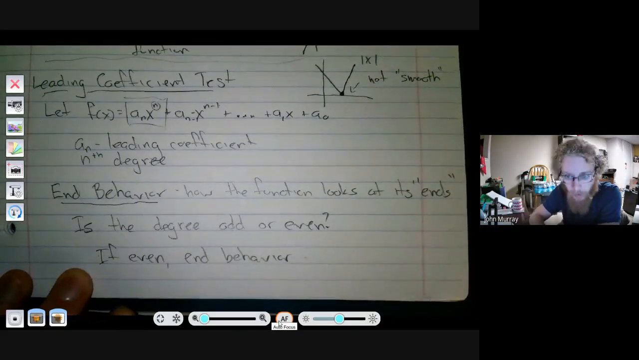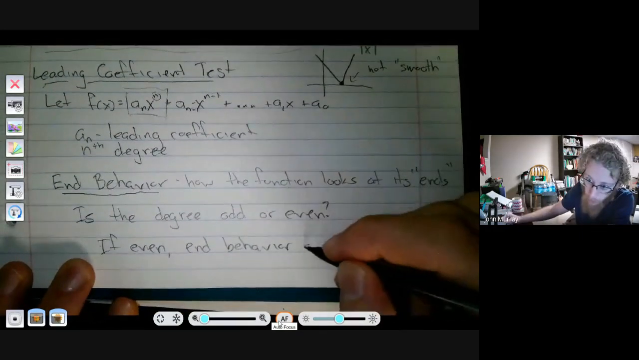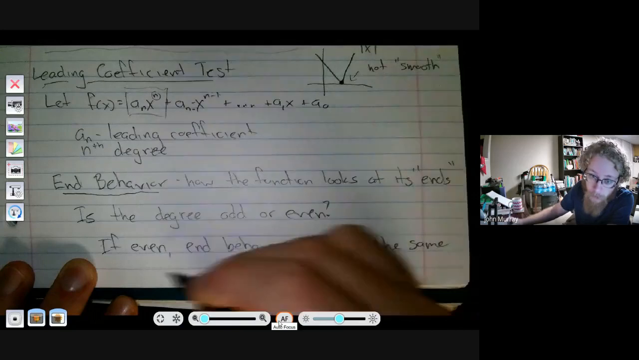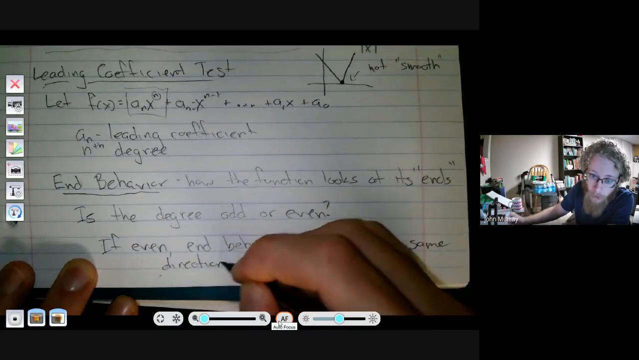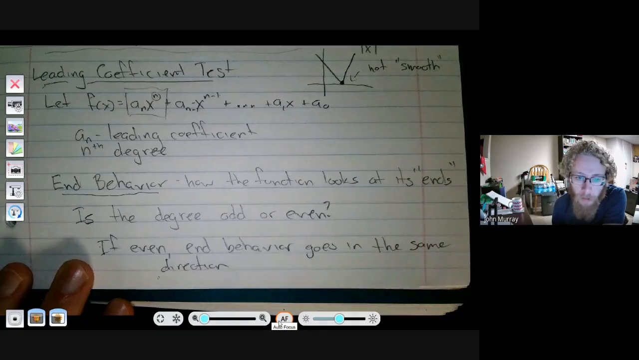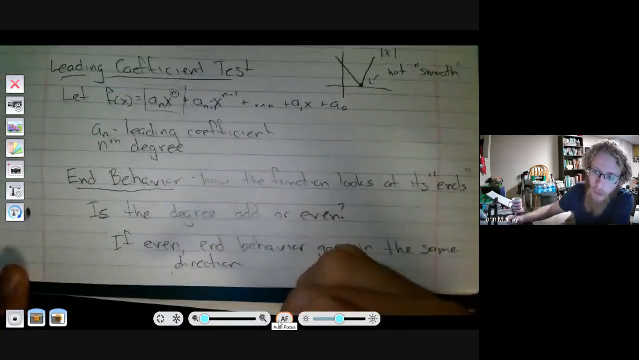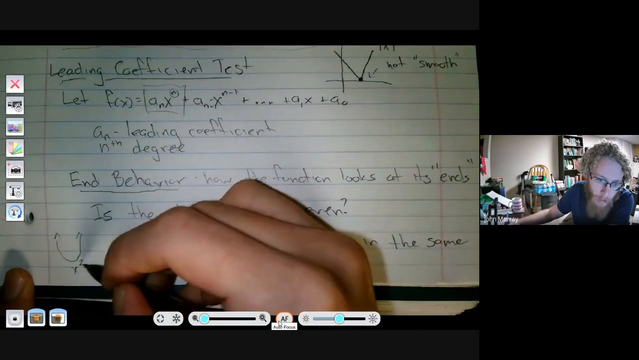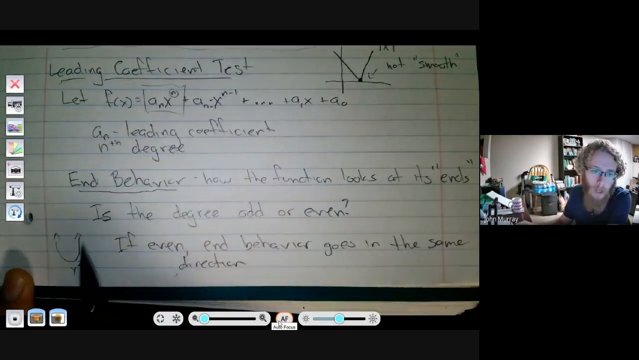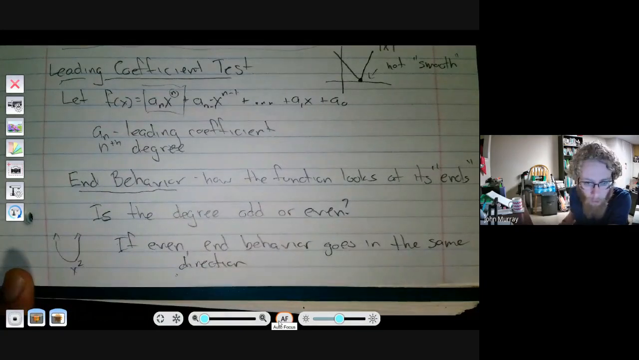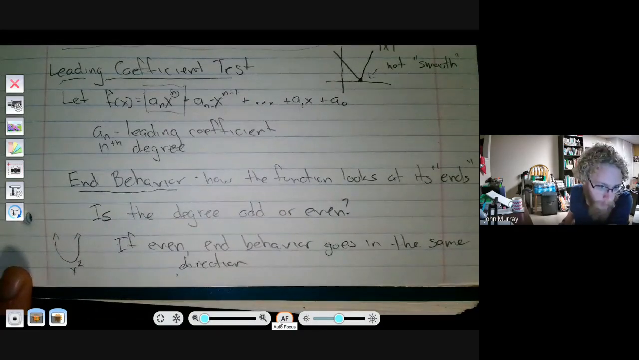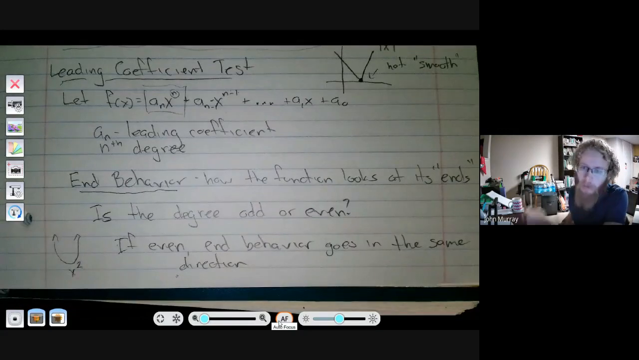So if it's even, the end behavior goes in the same direction. I'll explain this a little further in a little bit, but for a quick example, we have x squared, right? My power is even, and here, my end behavior, I'm going up in both cases. There's a more mathematical way to explain that, and we'll get to that in a second, but that's just a quick example. I'll give you a minute to finish copying anything before I flip the page.